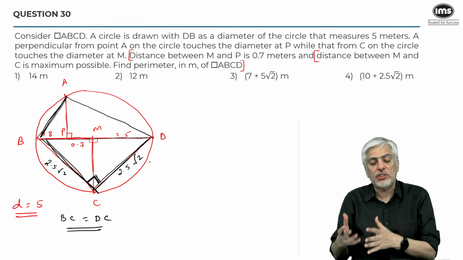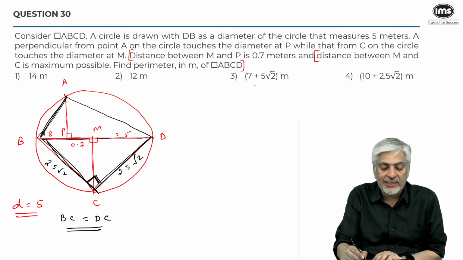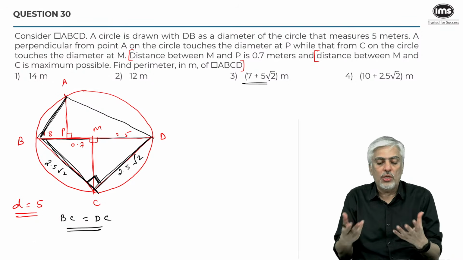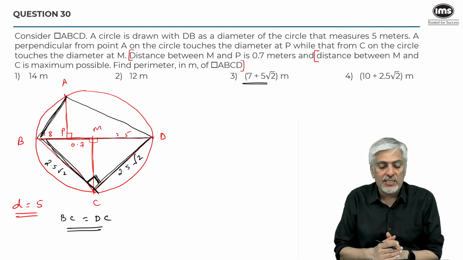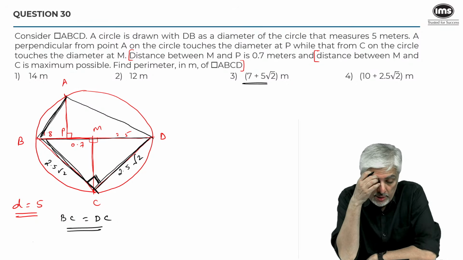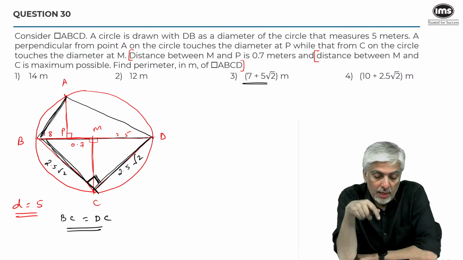Obviously, the way the options are given, it looks like the answer will be the third option. But you can't just go and mark it. Yes, in an exam situation, maybe you could have done it. But right now, I still want to find the values. Now, a perpendicular from A on the circle touches the diameter at P.